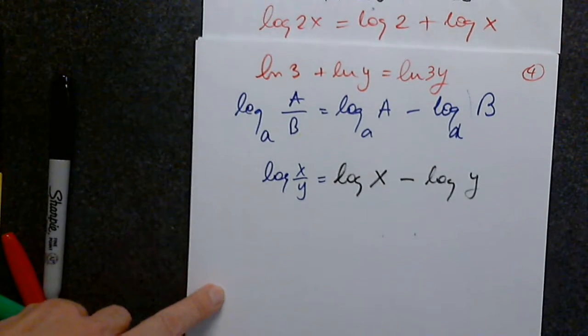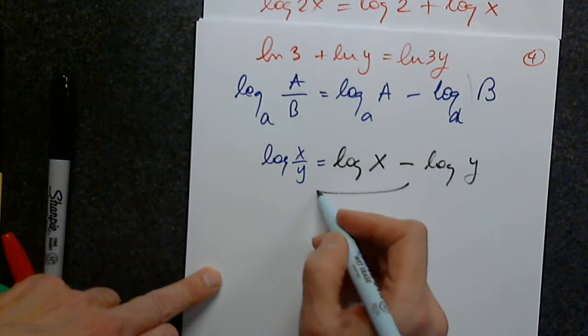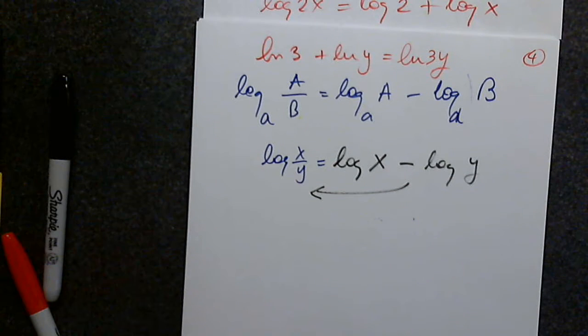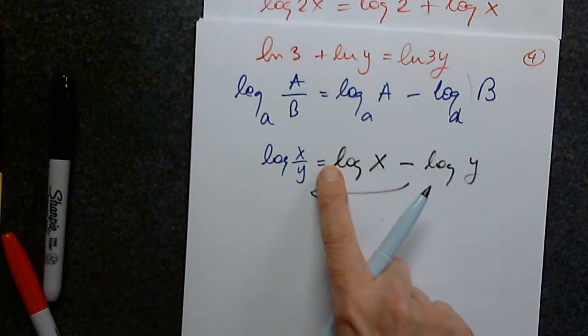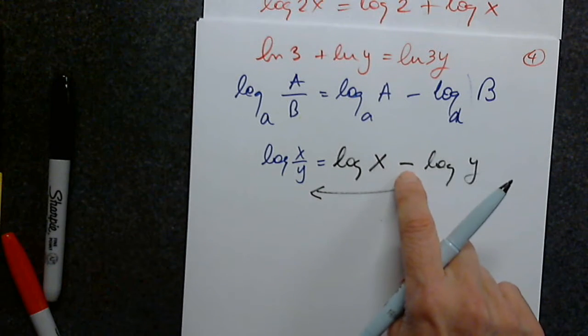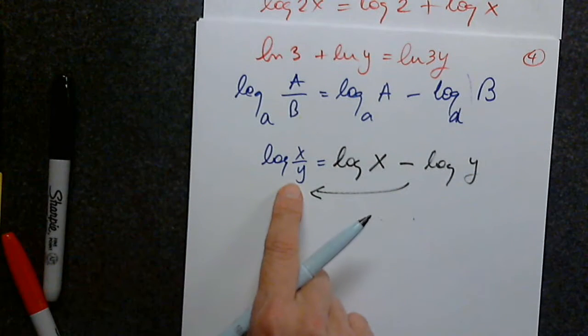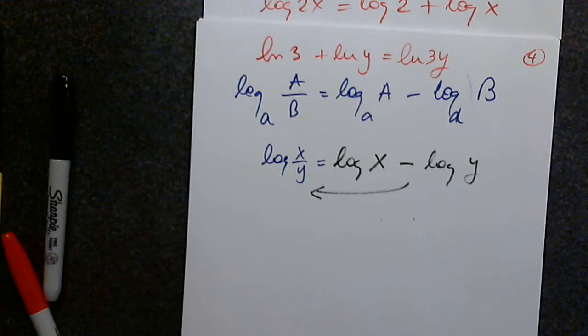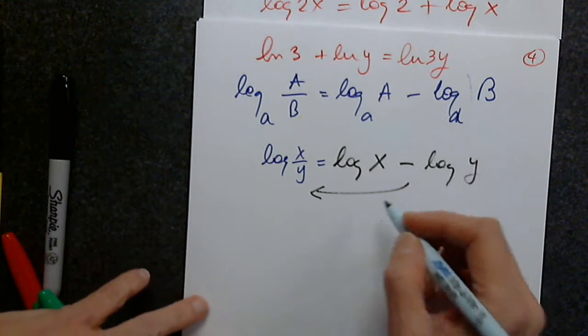Perfect. And I can go backwards. Log of x minus log of y. If log has positive in front, its quantity comes from the top. If it has negative in front, its quantity comes from the denominator of this expression. And of course, this is called the quotient rule.